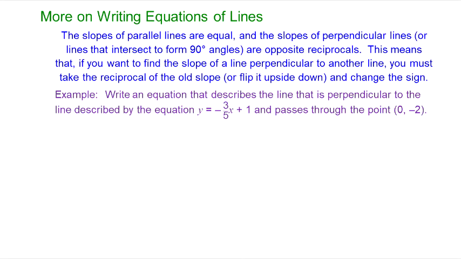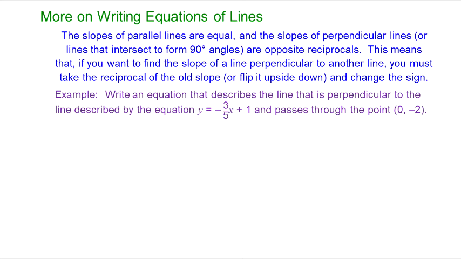Next, let's talk about perpendicular lines. I'm hoping that you already know that two lines are called perpendicular if and only if they intersect to form 90-degree angles. What you may not know is that this means that their slopes must be opposite reciprocals. This means that, in order to find the slope of a line that is perpendicular to another line, you must take the reciprocal of the old slope, or, in other words, flip it upside down and change the sign.